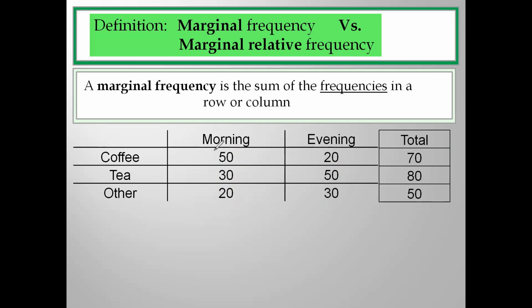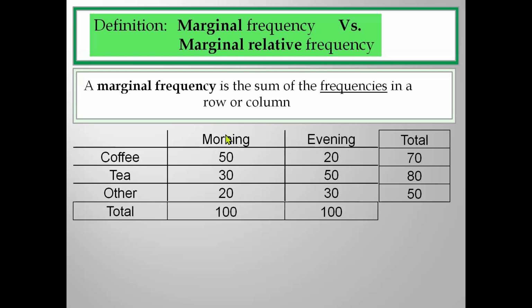Similarly, we're going to do this for each of the columns. We'll add up the entire morning column. We're at 50 plus 30 plus 20, giving us 100. Then we're adding up just the entire evening column, 20 plus 50 plus 30, to also give us 100. So this would be the marginal frequency for the morning column and the evening column. And each of the margins can both add up to the total of 200.